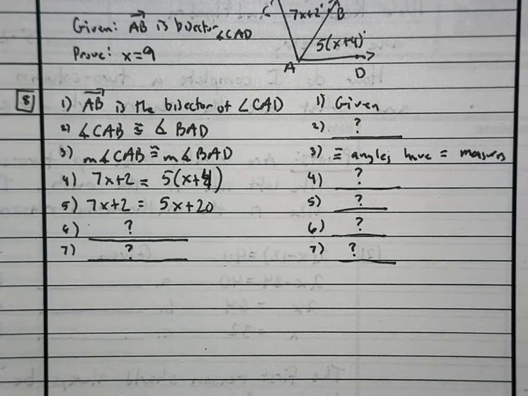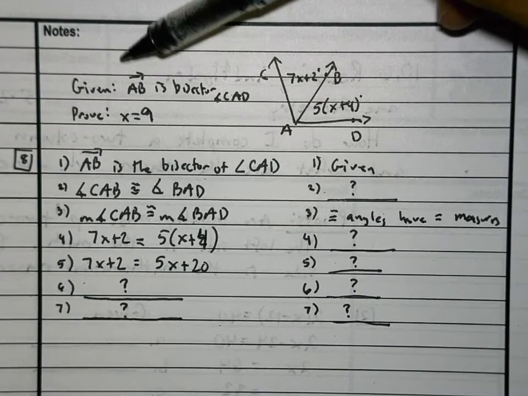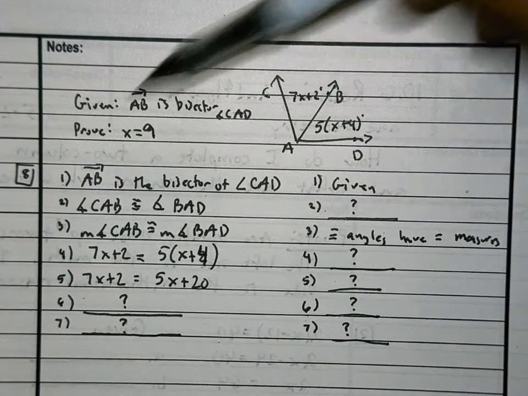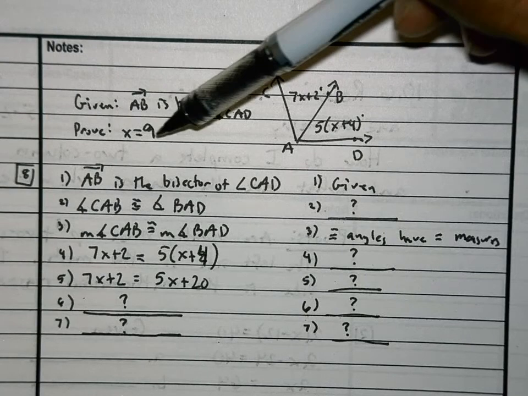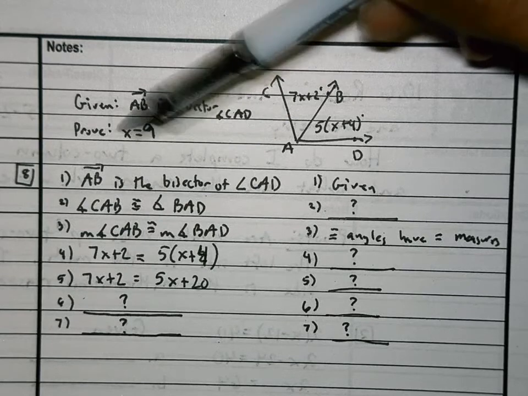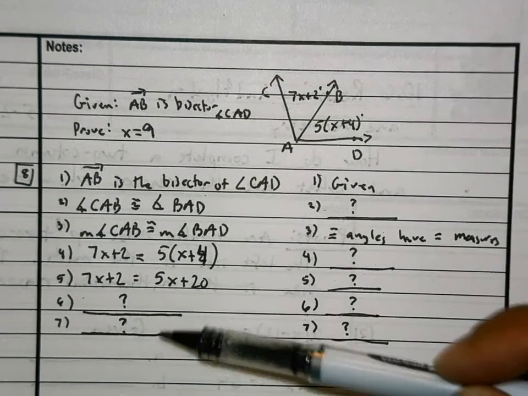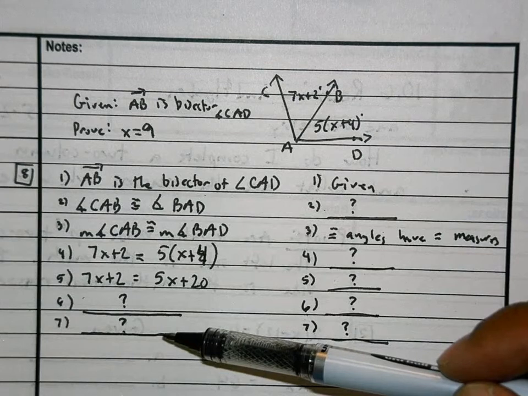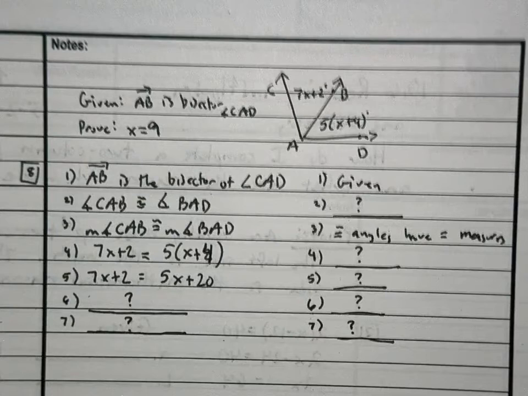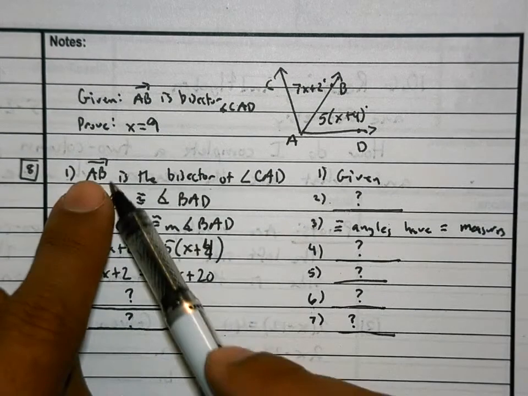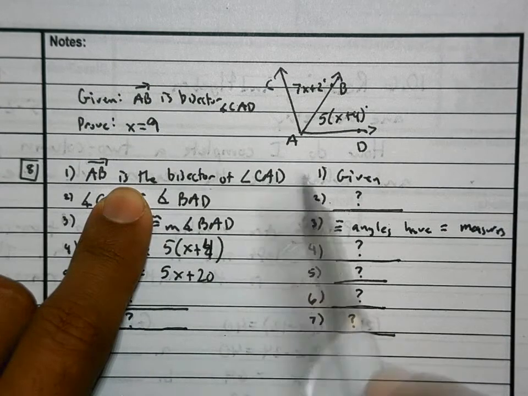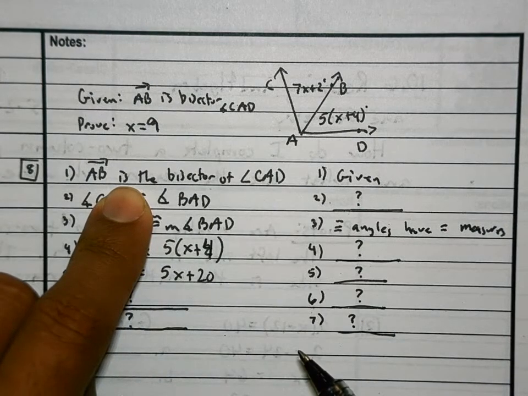But let me just say this. You're given this in the problem. It tells you what's given up here. It gives you a picture. And you need to prove x equals 9. You're always trying to prove the thing that it says up here. That's usually what goes in this blank spot for number 7. I'm trying to prove that x equals 9 by filling this whole thing out. Segment AB is the bisector of angle CAD. Guess what? That was given to us. So then I go to the next step.